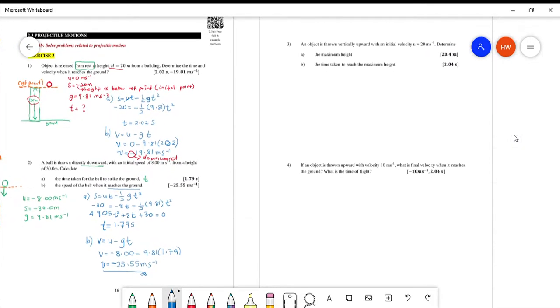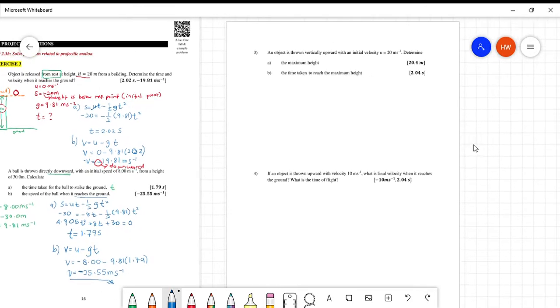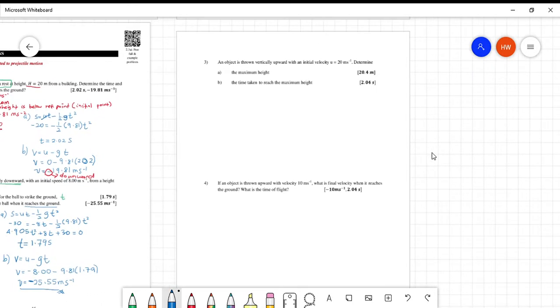Okay. An object is thrown vertically upward with an initial velocity of 20 meter per second. Okay, ini untuk kita thrown upward pula. Determine the maximum height.